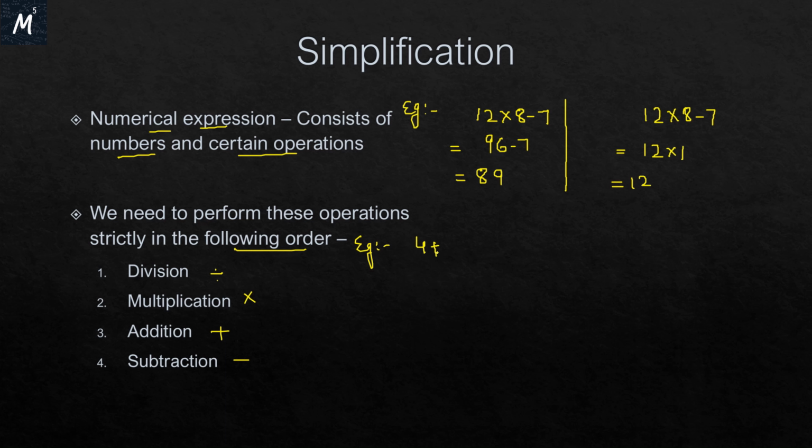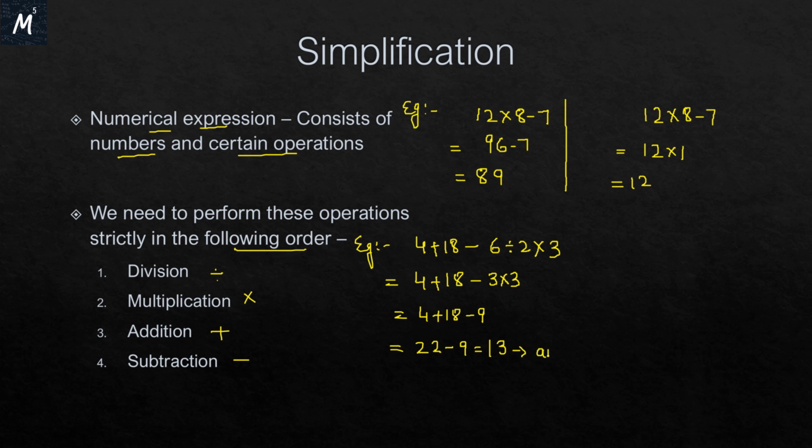Let's say we have 4 plus 18 minus 6 divided by 2 into 3. So here we have got division. Firstly we'll solve the division out of all the 4 operators. So 6 divided by 2 is 3, into 3. Now we have got plus, minus and multiplication. Now we'll solve the multiplication. So we get 3 into 3, 9. Here we are left with plus and minus. So addition is solved before subtraction. So 22 minus 9 gives us 13 as the answer.